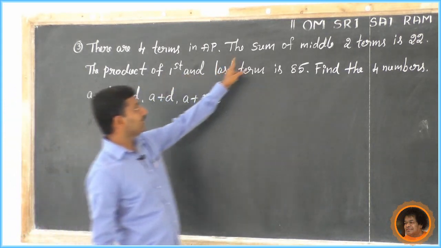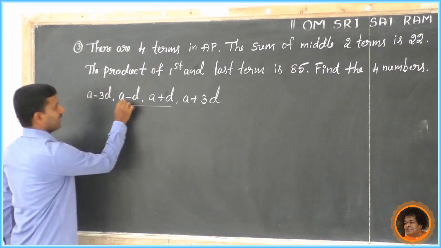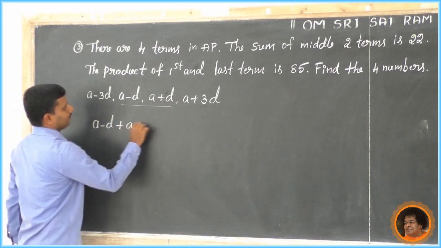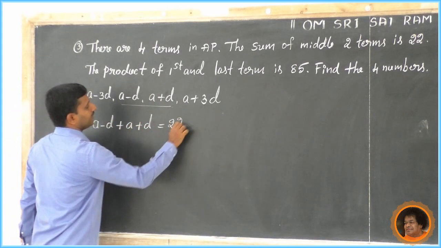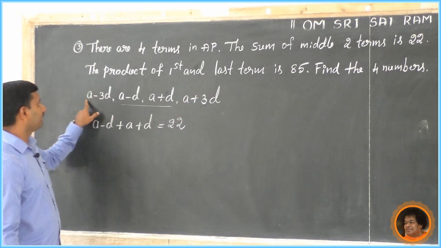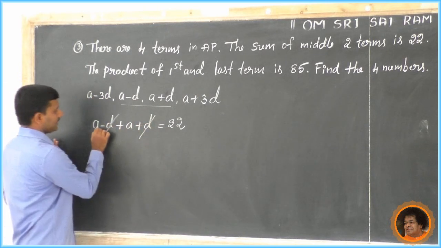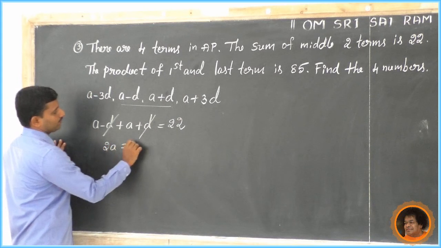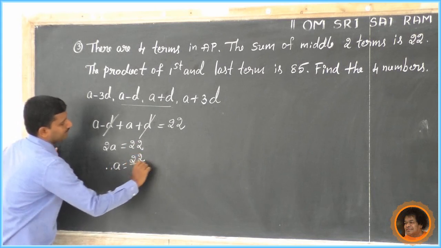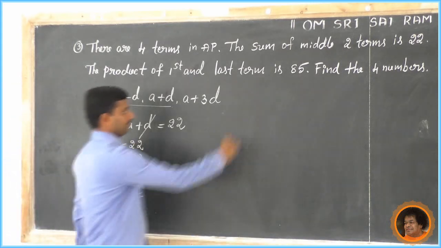So the first condition: the sum of the middle 2 terms is 22. Which are the 2 middle terms? A minus d and a plus d. So their sum, a minus d plus a plus d, equals 22. To find the 4 numbers, we need the value of a as well as d from the conditions. So minus d plus d is 0, a plus a is 2a, equal to 22. Therefore a equals 22 divided by 2, so a equals 11. So this is the first term.